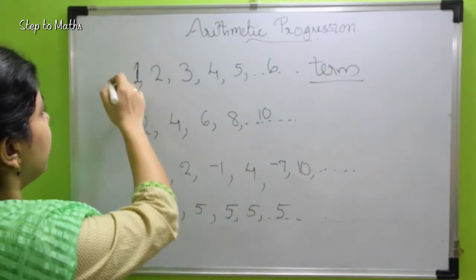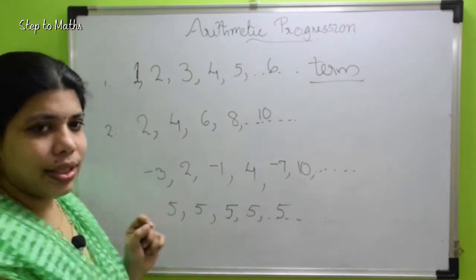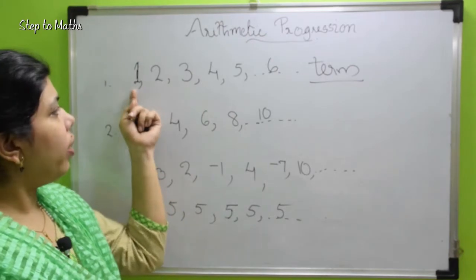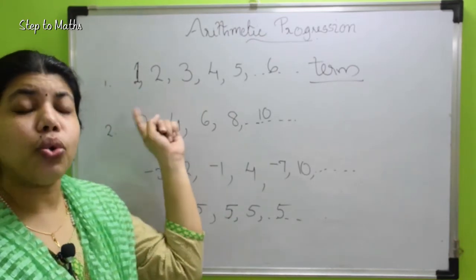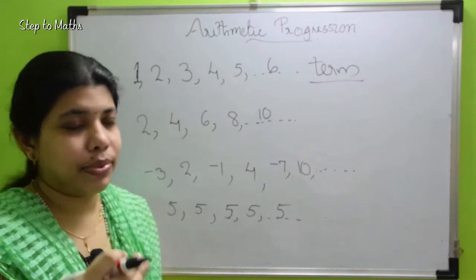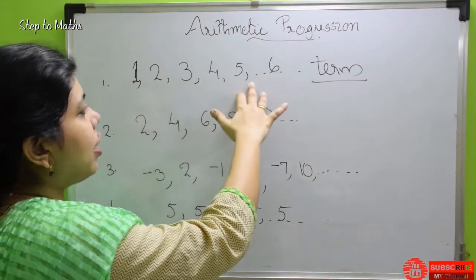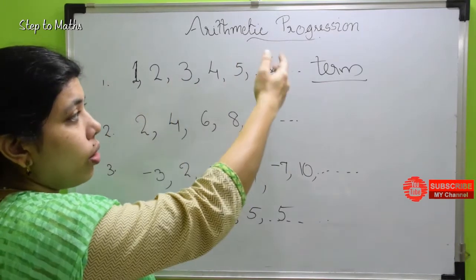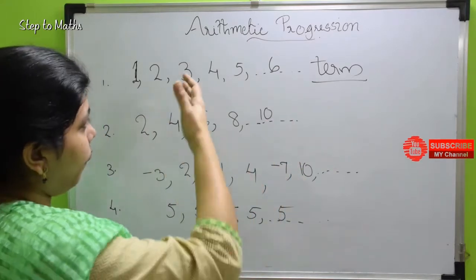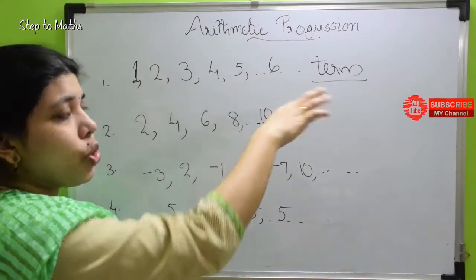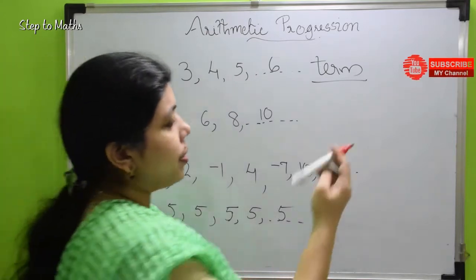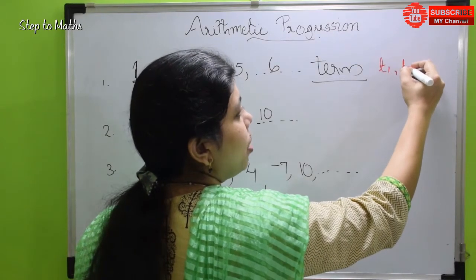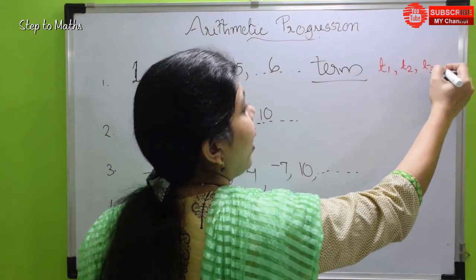In these first two sequences, consider two consecutive terms, 1, 2. These are two consecutive terms or two neighboring terms. Consider this sequence, 1, 2, 3, 4, 5, 6, etc. Each number is known as a term. They are represented using T. First term is T1, second term is T2, third term is T3, etc.